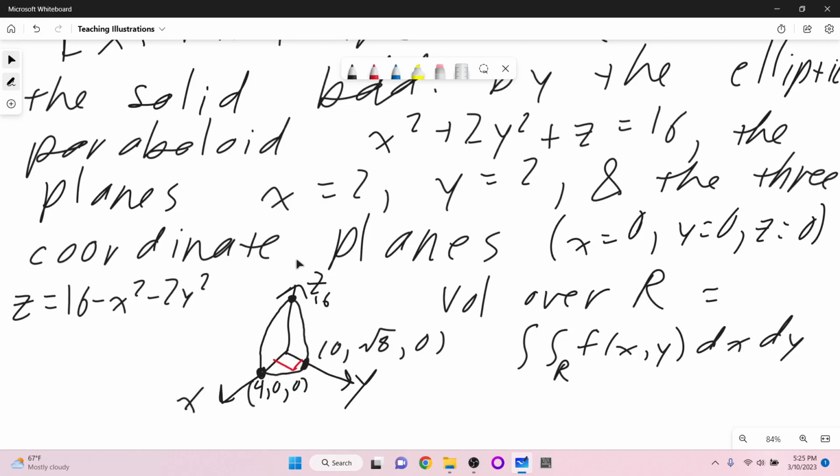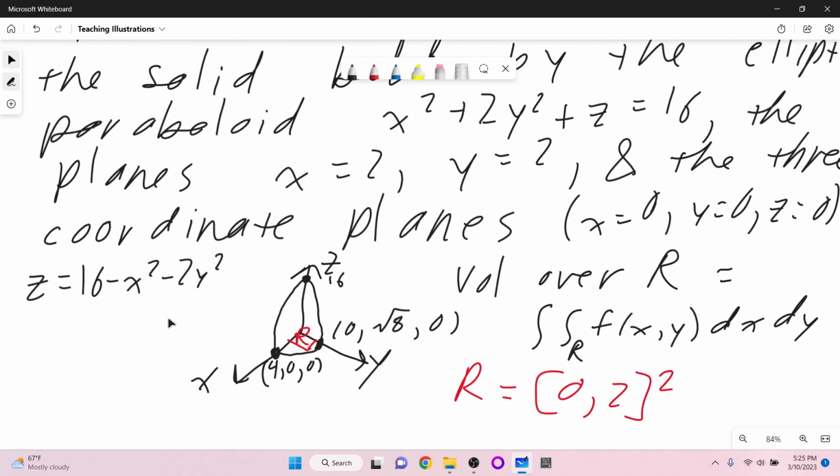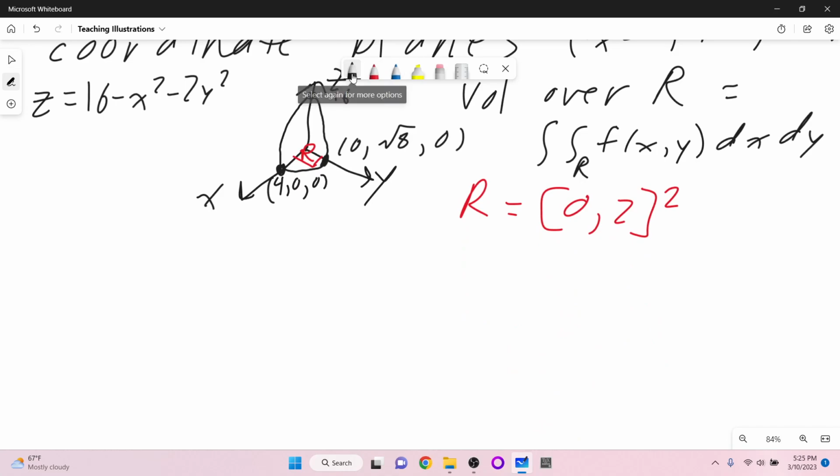If we want to do the whole region, well, that's for next unit. So it says x is 2, y is 2, and the coordinate planes are x is 0, y is 0. So that means our R, we'll call R the rectangle on the xy plane that we're integrating over, 0 to 2 squared. By squared, I just mean the x goes from 0 to 2 and the y also goes from 0 to 2. So it makes a square.